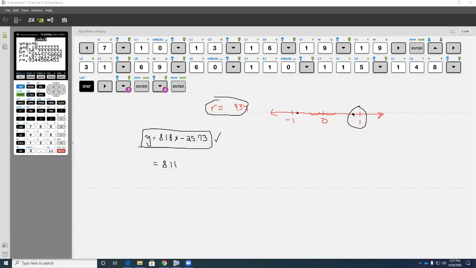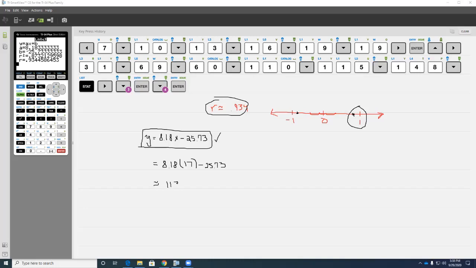So let's do that. 8.18 times 17, because that's the age I want to know about. And then I'm going to subtract off 25.73. And let me get the calculator here. That's going to give me 8.18 times 17, then I'm going to subtract off 25.73. And it looks to me like 113.33 yards. So approximately 113 yards.